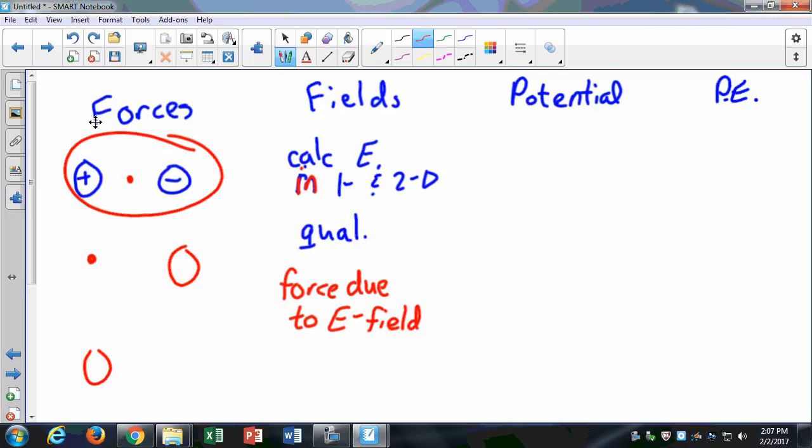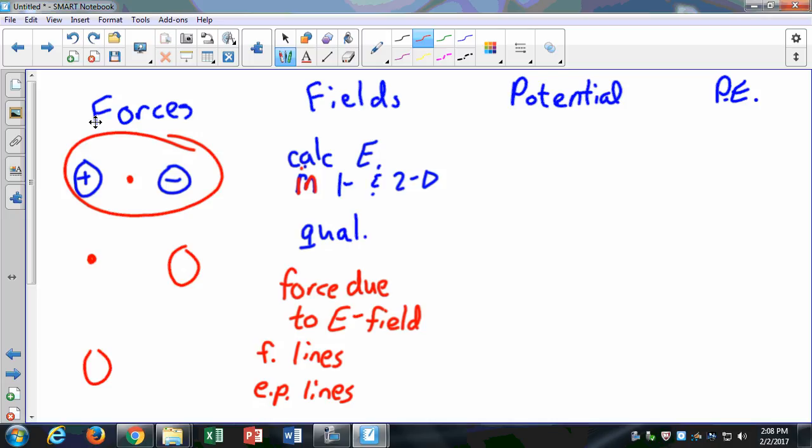Be able to draw field lines and equipotential lines. Know how those are related. Equipotential lines are perpendicular to field lines, and know what they represent. Equipotential lines represent lines on which the energy doesn't change. The potential or the potential energy of a charge does not change.